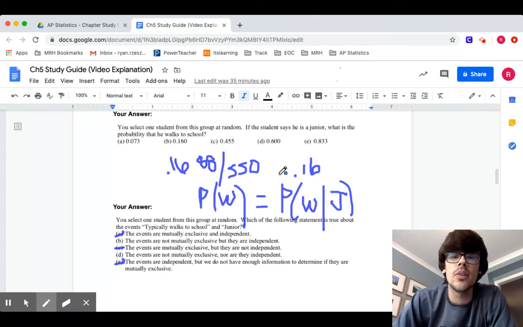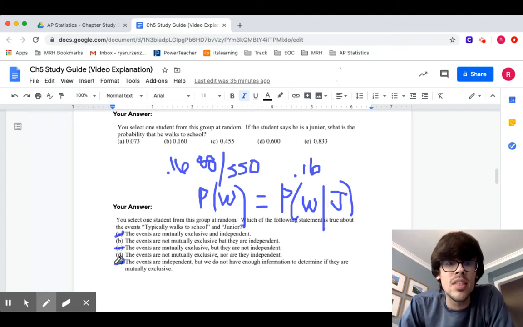So you need to verify the conditional probabilities. If they're the same, the events are independent. So this is not mutually exclusive, but it is independent. Correct answer to this one is B.